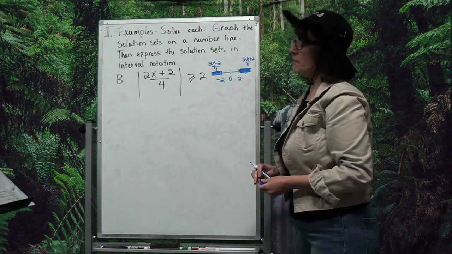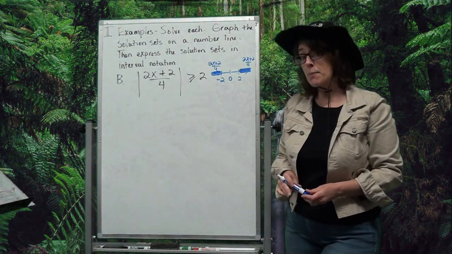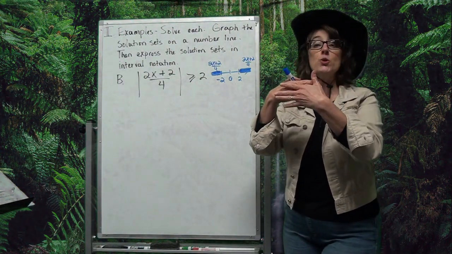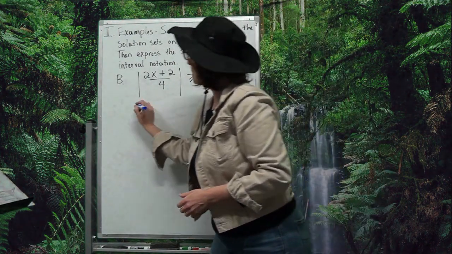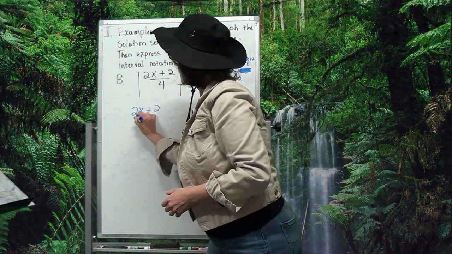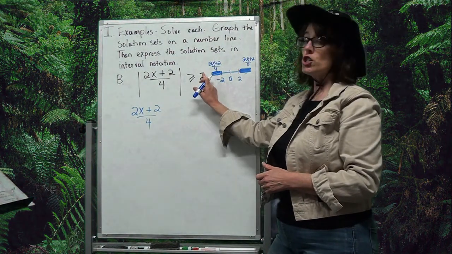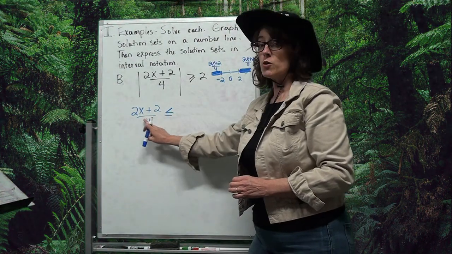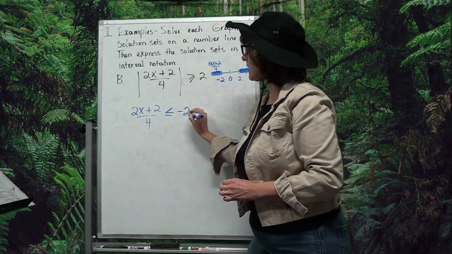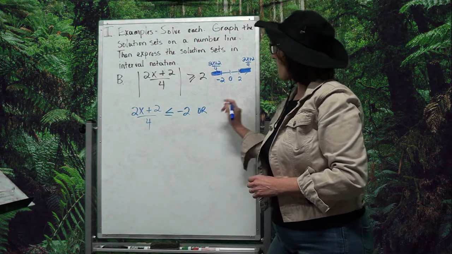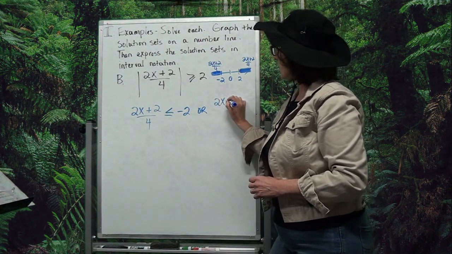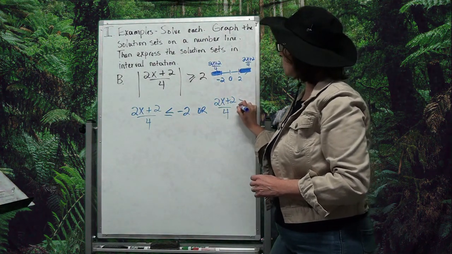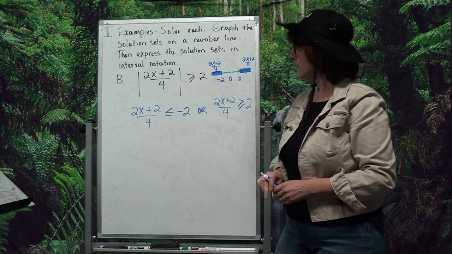or it can be positioned up here. That's going to create the two separate inequalities, not a compound inequality. It's not an overlap situation. Two separate inequalities. So that 2x plus 2 divided by 4, if it's positioned back here, then that means it is smaller, those are the small numbers, smaller or equal to that -2. Or this stuff right here, that expression, could be positioned up here. And if it's positioned up here, then it's greater than or equal to the +2.